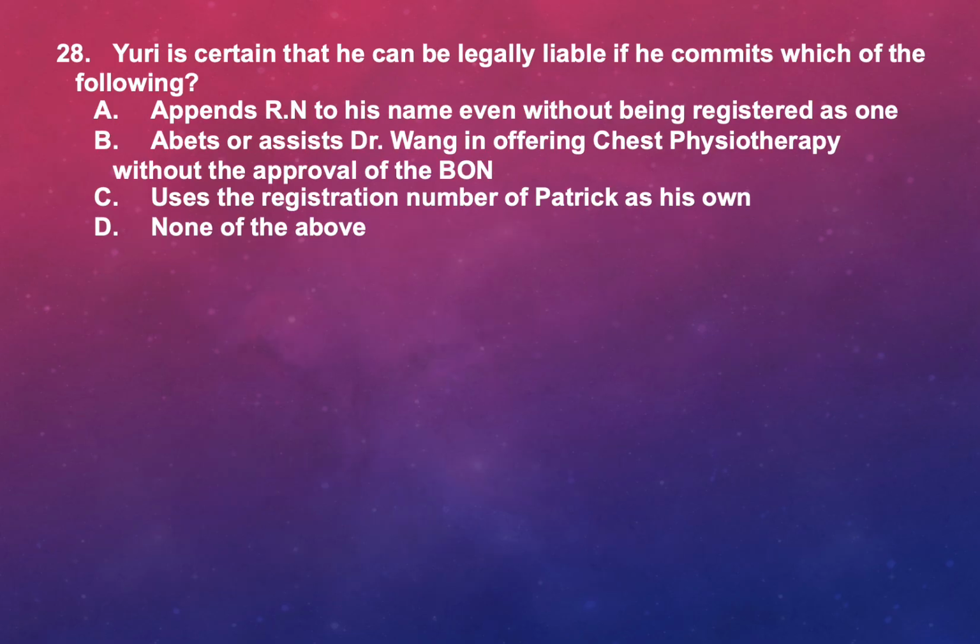28. Yuri is certain that he can be legally liable if he commits which of the following? Appends RN to his name even without being registered as one. Abets or assists Dr. Wang in offering chest physiotherapy without the approval of the BON. Uses the registration number of Patrick as his own, or none of the above. In this case, the correct answer is letter A, because you're not registered, therefore you should not use it.